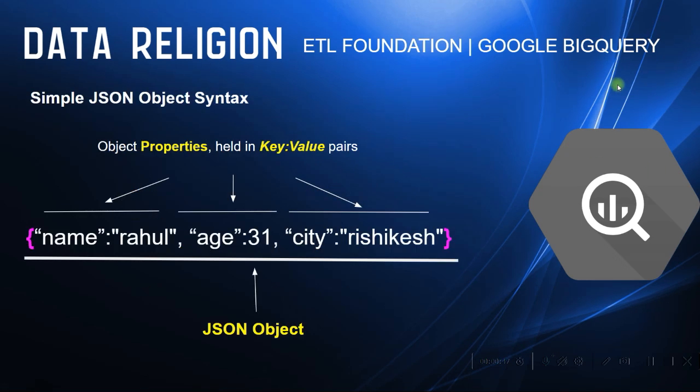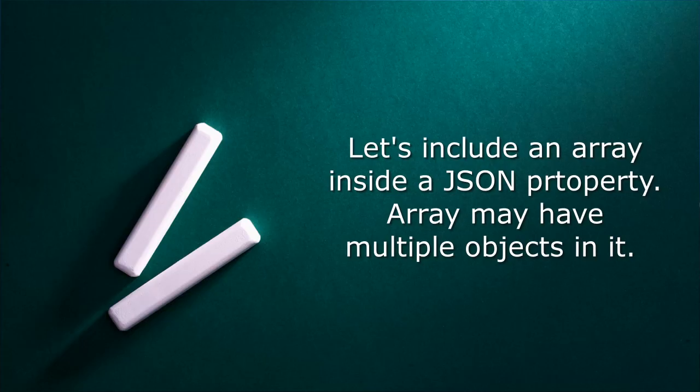We have a very simple JSON object on the screen now. The content held within these two curly brackets is a JSON object. JSON objects are expressed in terms of properties. So name: Rahul, age: 31, city: Rishikesh are three distinct individual properties. Properties are expressed in key value pairs. Name is the key, Rahul is the value. The values will be expressed within double quotes if they are strings, but if it's a numeric value, it will not require them. Now we will show you JSON objects can contain arrays too.